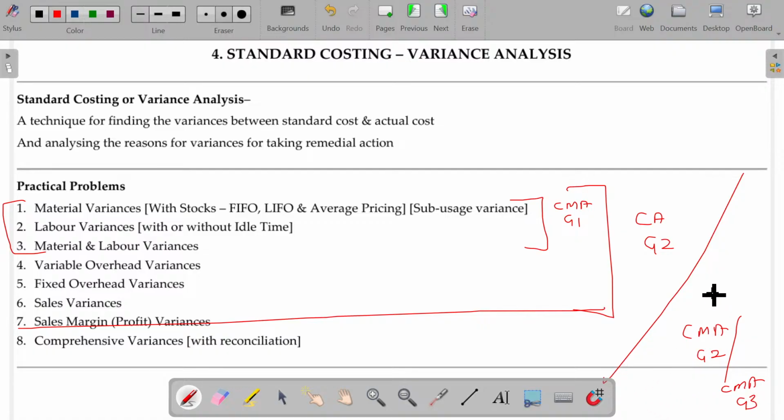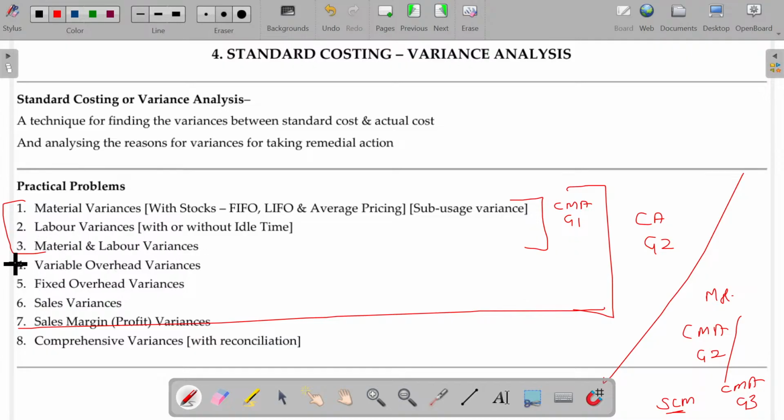Clear? So in CMA Group 2, it's management accounting. In CMA Group 3, it is strategic cost management, SCM. Okay. So anyhow, we cover the 3 topics commonly for all.